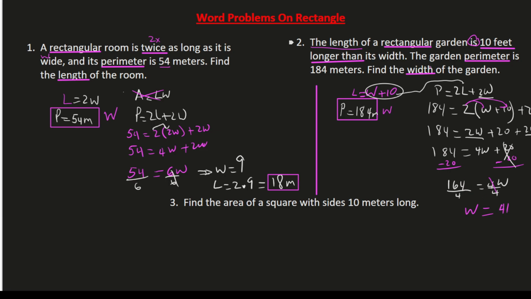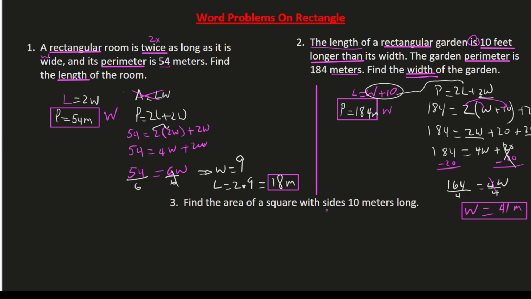Go back here to see the unit. Oh, meters. So 41 meters. And this is what they asked for because they wanted the width of the garden. 41 meters. So now, we get this one.